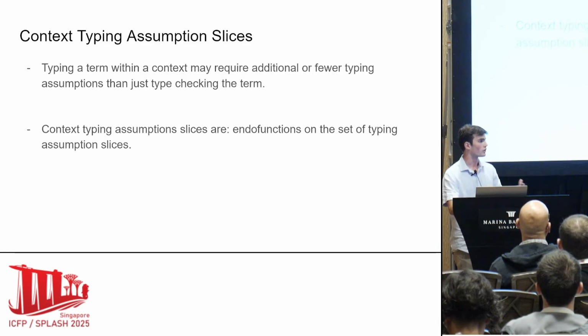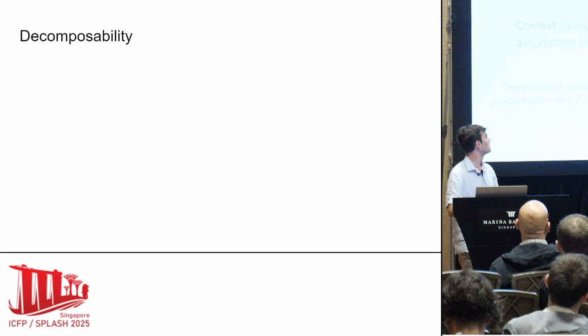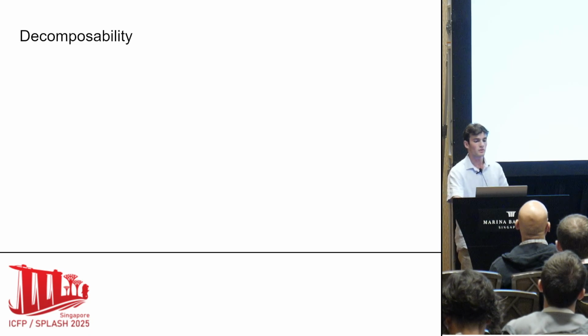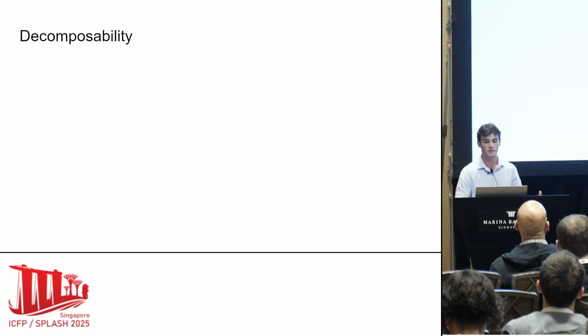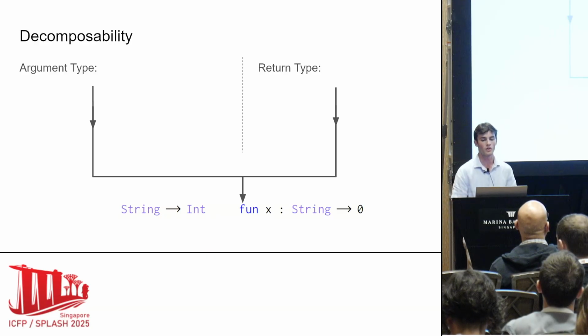So they're essentially functions on typing assumptions, and you can define that point-wise. It doesn't hugely matter. So now I'm going to talk about the actual decomposable aspect of this, which I guess is the most important thing. I'll give a very, very simple example here: we just have a function from strings to integers.